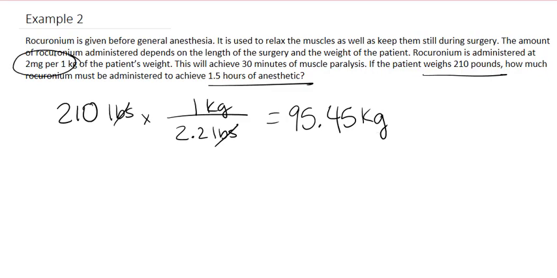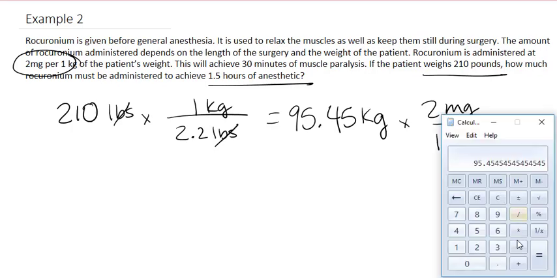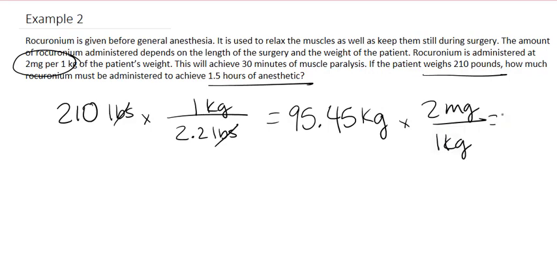The next thing we do is we look at the drug. So we have 2 milligrams per 1 kilogram. So we would go 2 milligrams over 1 kilogram. So we take this number and we multiply it by 2. So this gives us 190.91. And this is in milligrams because we cross out the kilograms.